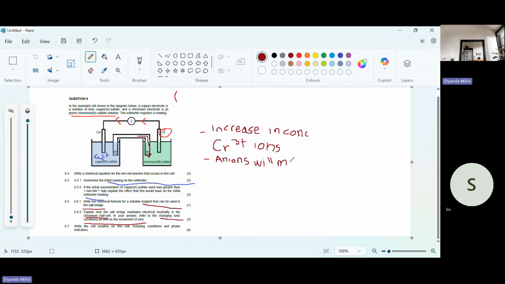Anions will migrate to the solution, or to the cathode, because it's the anode, dang it. Have you captured this statement? I'm capturing the third one now. So now anions will migrate from the salt bridge into the solution.